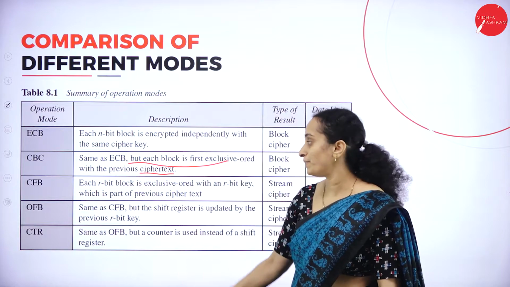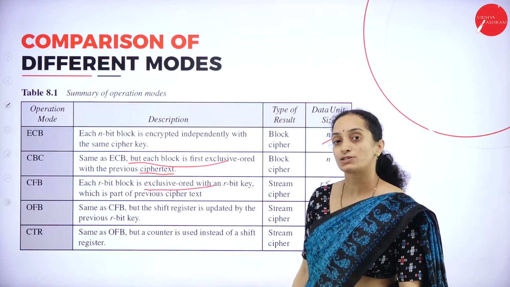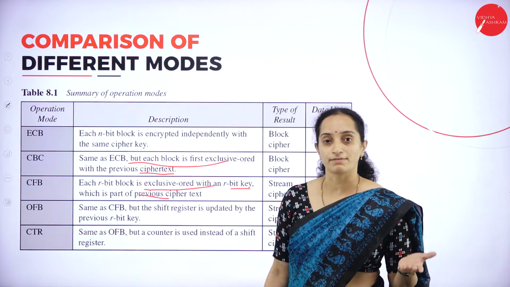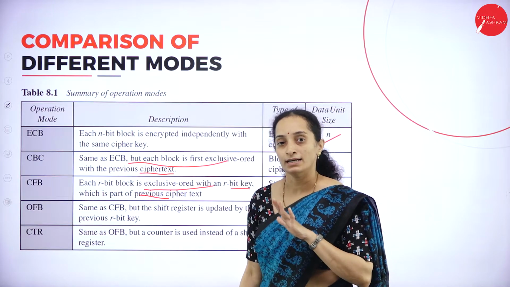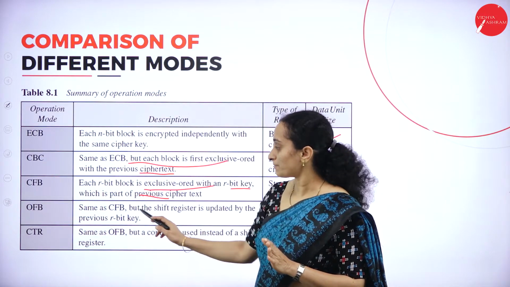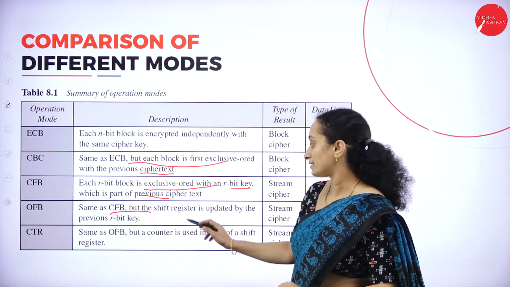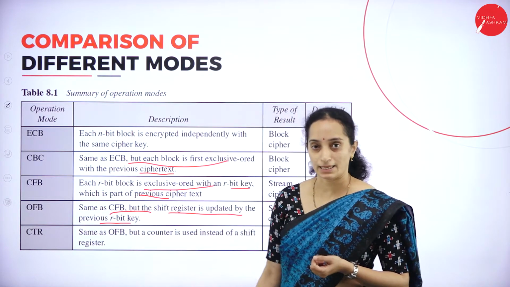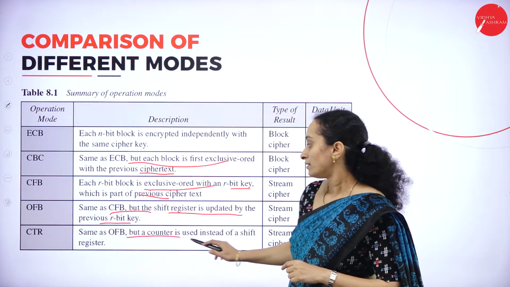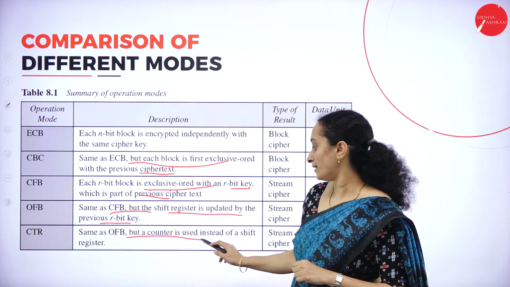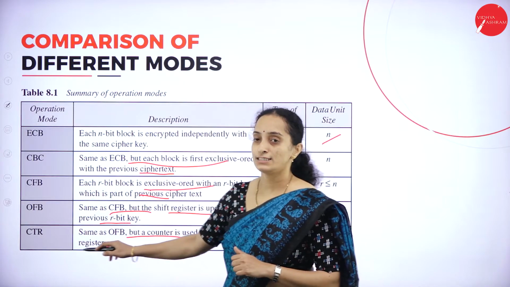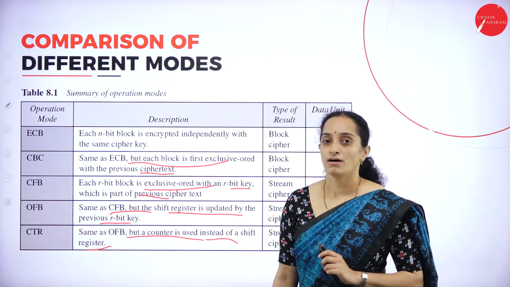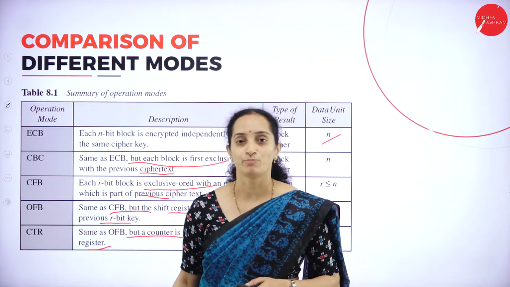About the CFB, each R bit block is exclusively ORed with the R bit key, which is part of the previous text and is stored in the shift register. Okay. OFB is the same as CFB, but the shift register is updated by the previous R bit key. Okay, one bit will be independent. CTR is the same as OFB, but a counter is used instead of the shift register. Alright, so these are the various modes of encryption and decryption in the block ciphers.